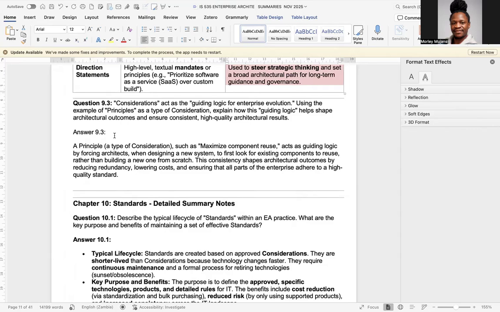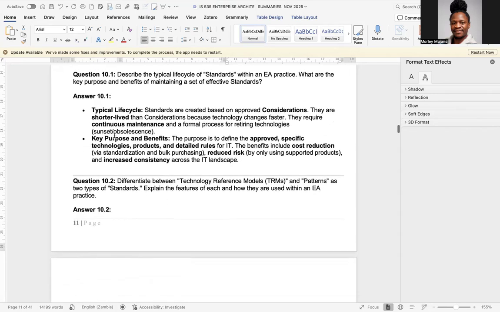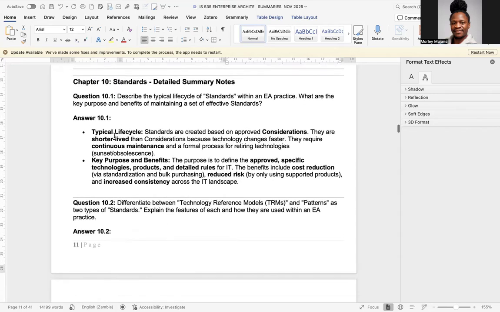efficient standards. Okay, and then let's look at the last question, and then maybe we'll give a summary of this unit 6 to unit 10. So standards, we're saying we need to describe the life cycle of standards within each EA practice. What are the key purpose and benefits of maintaining a set of effective standards?